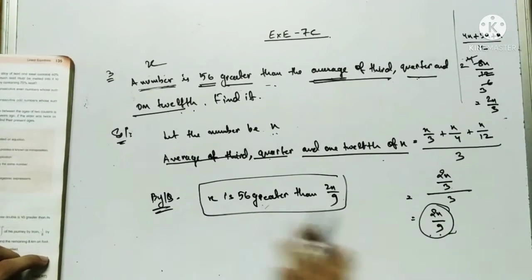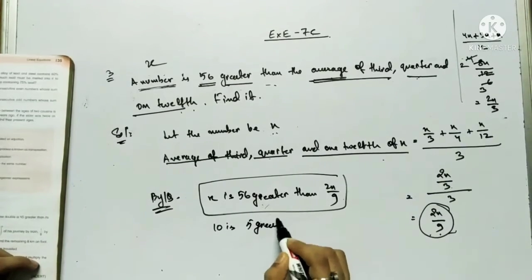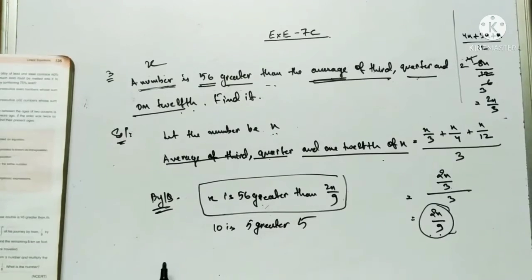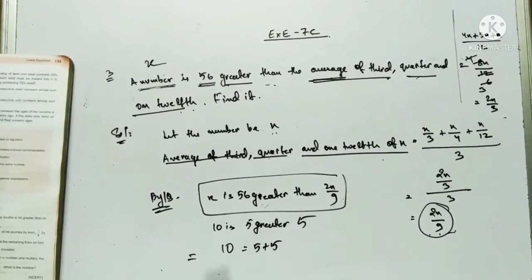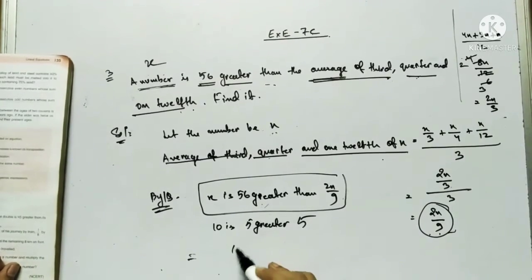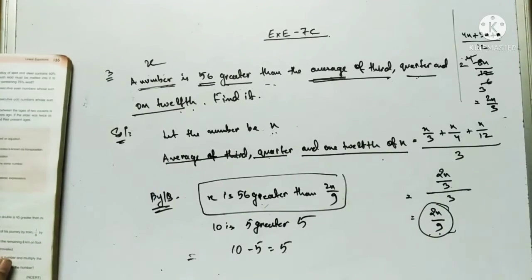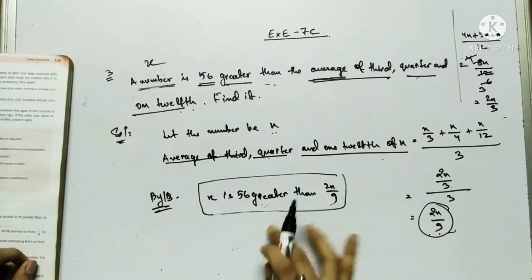Okay, if you're finding any difficulty in making the equation, you can give some numbers. For example, like 10 is 5 greater than 5. Yes, 10 is 5 greater than 5. That means, how can you make the equation? You can make the equation in this way, that 10 is equals to 5 plus 5. Like that you can make the equation. Yes or no? Or you can make it in this way, 10 minus 5 is equals to 5. Okay, so therefore, according to this, x is 56 greater than 2x/9.